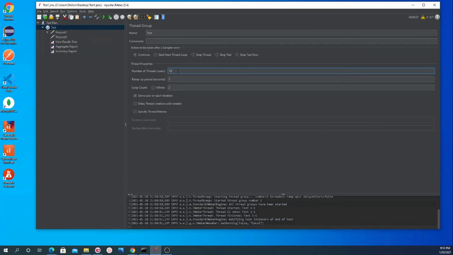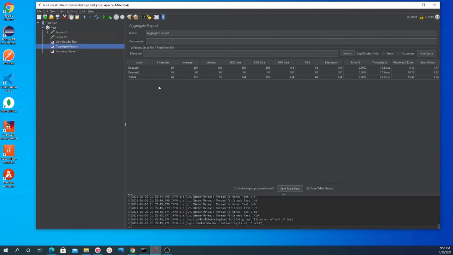Over here, let's do 10. Okay, we can see over here. So 20 times the number request 1 was fired, 20 times the number 2 was fired. The average time was this, the 90 percentile was this, 95 was this, and 99 was this.